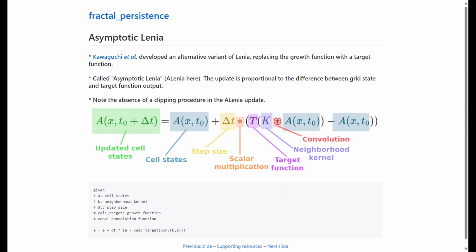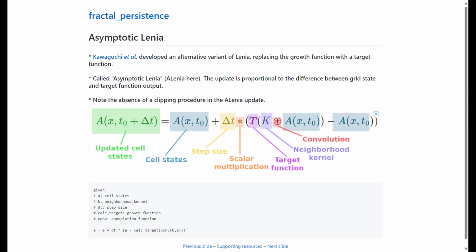So this is actually backwards. The target function is subtracted from the pre-existing grid state. So this should actually be over here. So it should be A x and t naught. So it should have the target function, that's the purple one, T, subtracted from that. I think that this was reverted somehow.